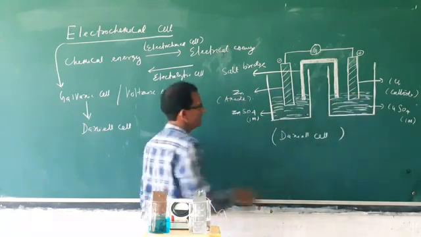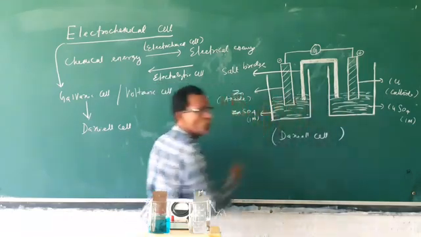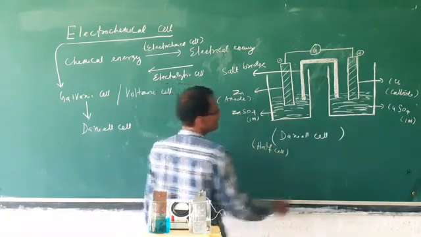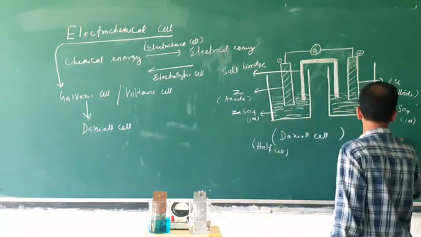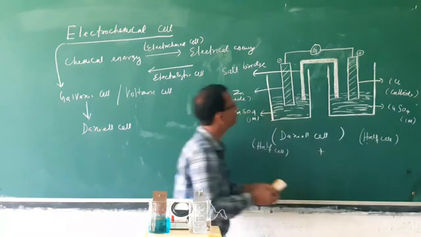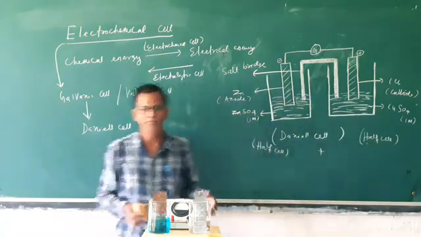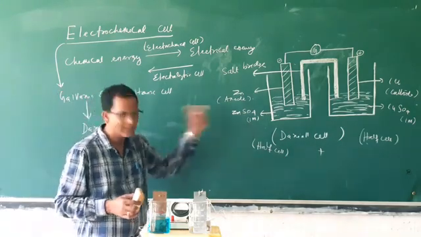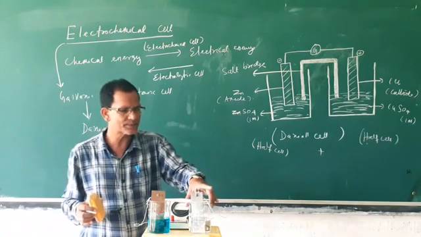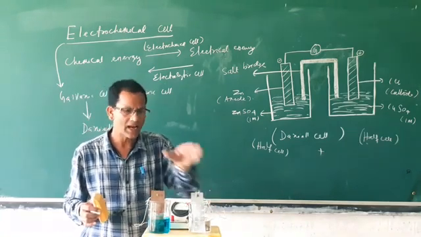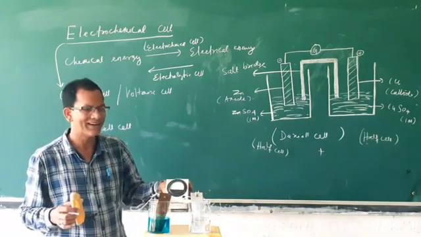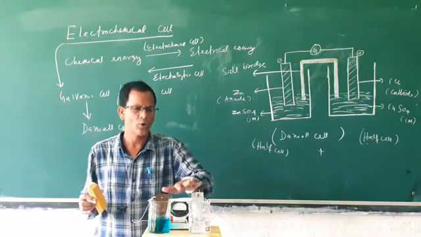This complete cell is a combination of two half cells. This is one half cell, and this is another half cell. Both half cells combine to produce a complete cell called the Daniell cell. Here there is a copper plate and a zinc plate, this vessel acts as the anode and this vessel acts as the cathode. This is your galvanometer, and this acts as a salt bridge.